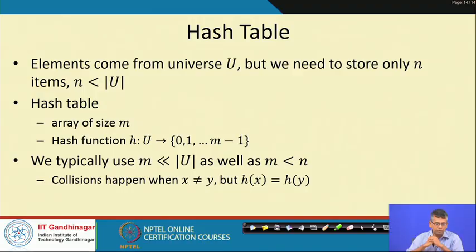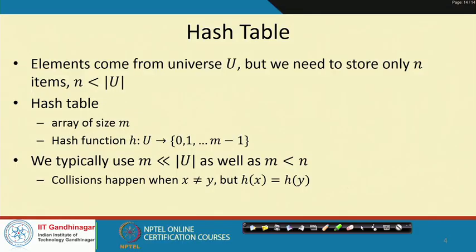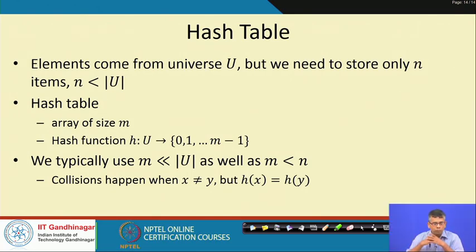The next is the most important part of a hash table, a hash function, and this is a function that maps every element of U into a number from 0 to m minus 1. Think of a hash function as telling you the following: given the element x, in which position of the array should you place the element x? So, h of x will give you the position of the array in which to place element x. Again, we will typically use m that is much smaller than the cardinality of the universe.